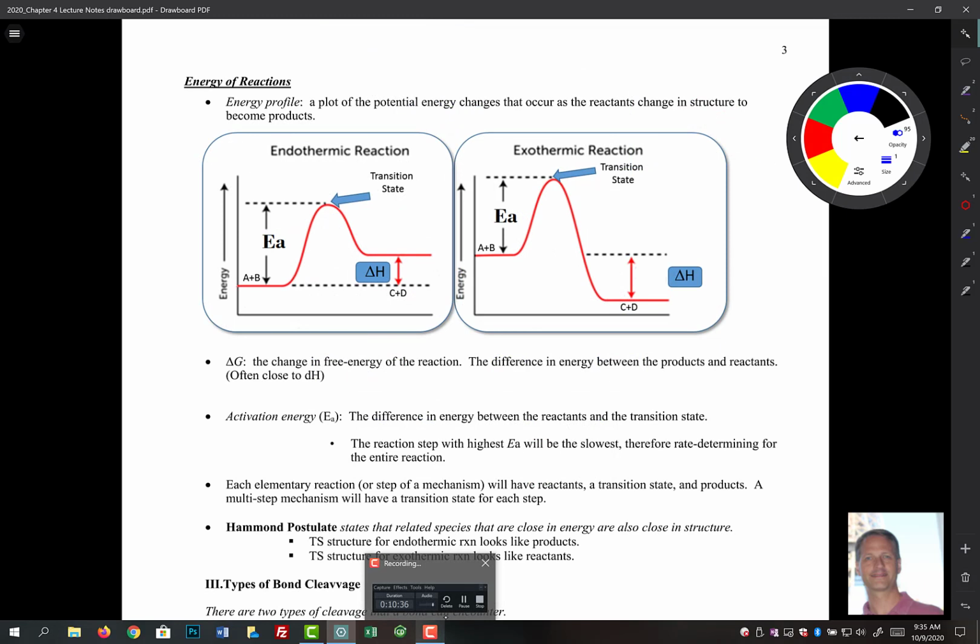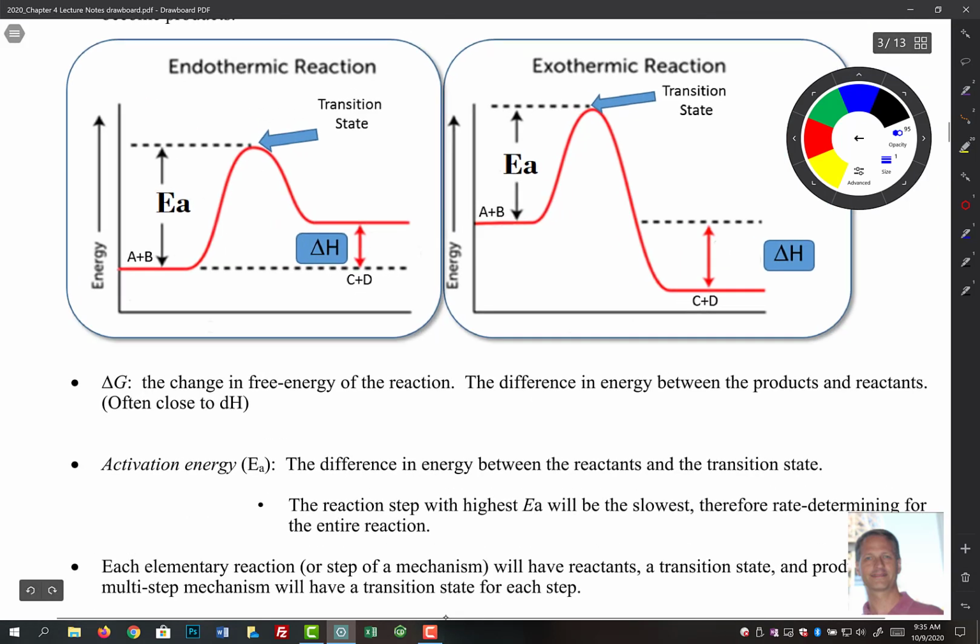Now, this is a nice little diagram here showing the energy of reactions. It's what we kind of drew on the last page. So here's the process for an endothermic reaction. Remember over here, we're starting off with our reactants, and we're coming over here to our products or intermediate. Now the reactant could also be an intermediate.